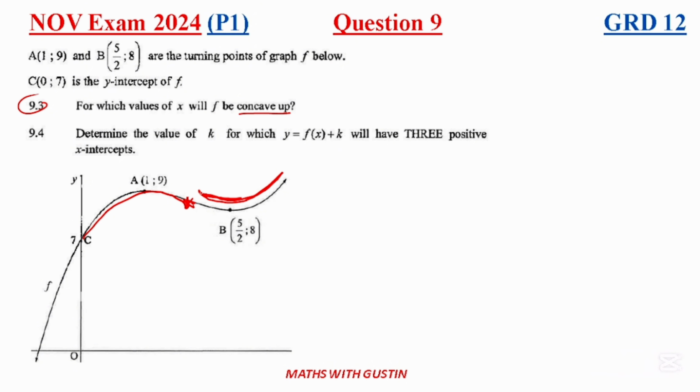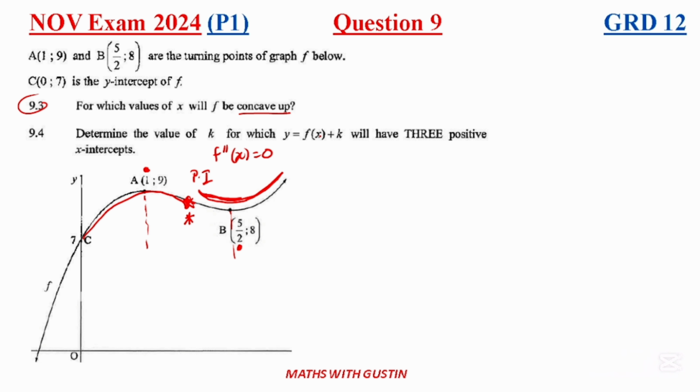And guys, you will remember this point here is known as the point of inflection. We get this point when the second derivative is equal to 0. But in this case, we don't have the equation, so we won't be able to do that. However, it is worth noting that this point of inflection is halfway between this x value and this x value here.